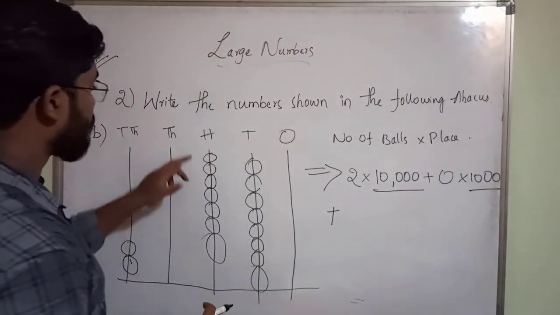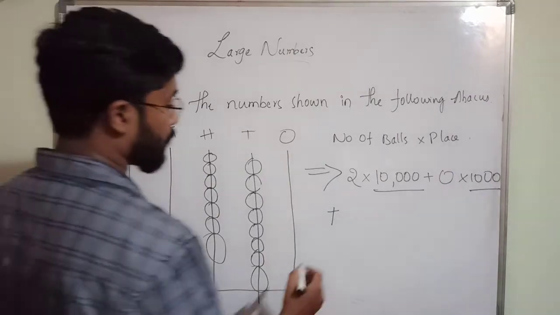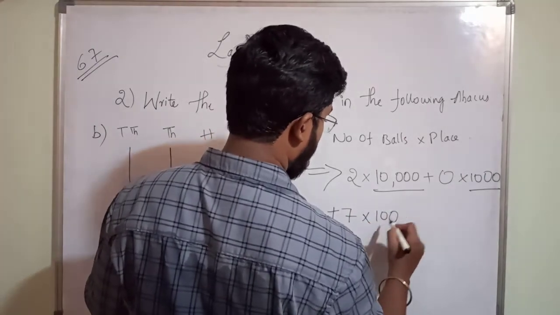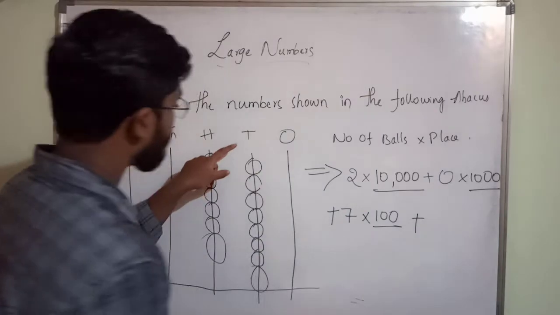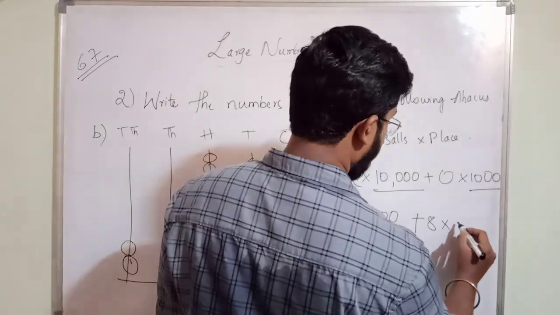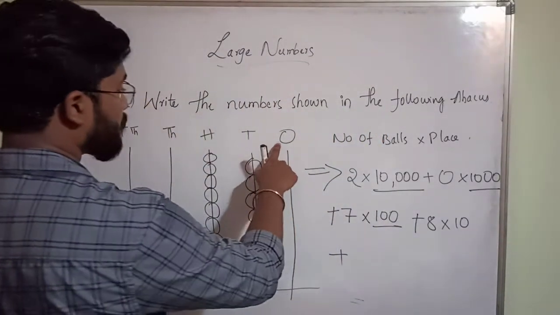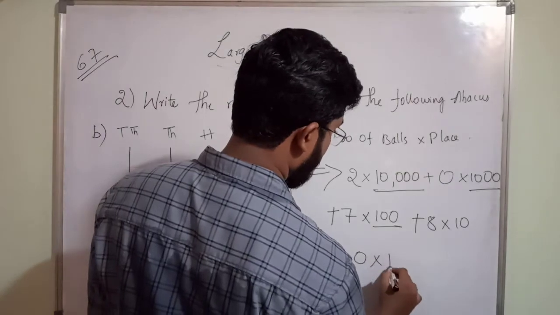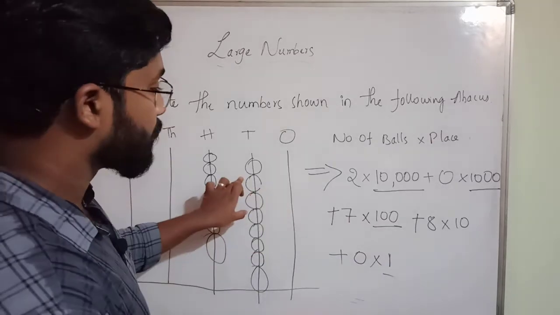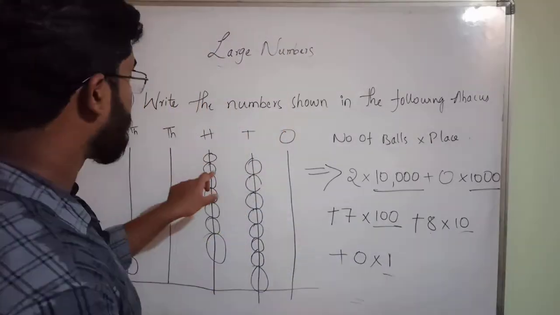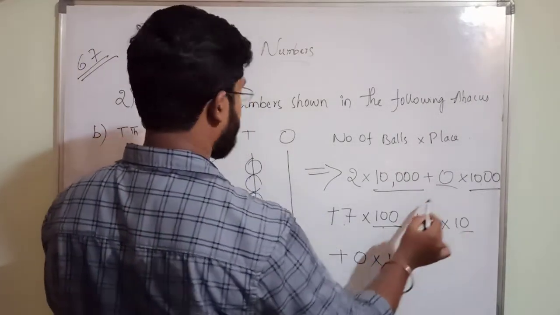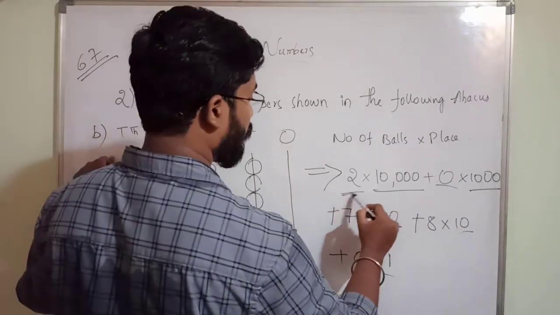plus, in hundreds place 7 are there. So 7 into 100 plus, in tens place how many are there? 8 are there. 8 balls. In ones place, no ball is there. 0 into 1. So ones place 0 balls. Tens place 8 balls. In hundreds place 7 balls. In thousands place 0 balls. In 10,000's place there are 2 balls.